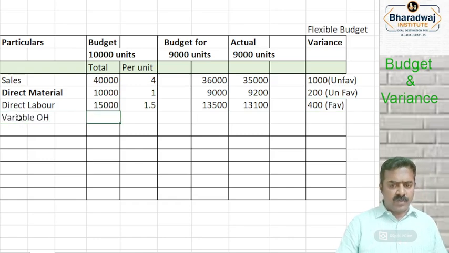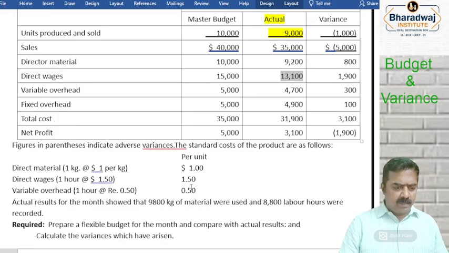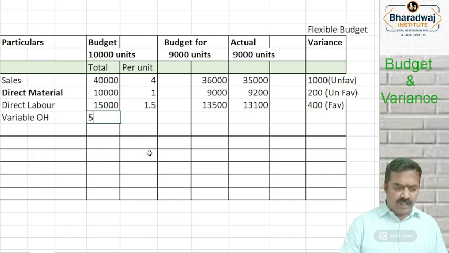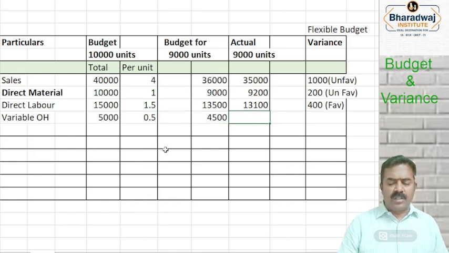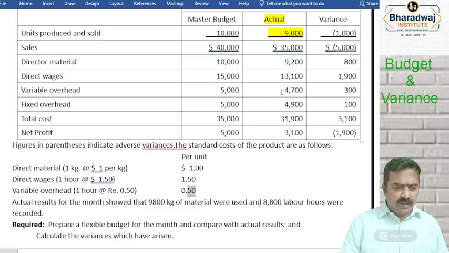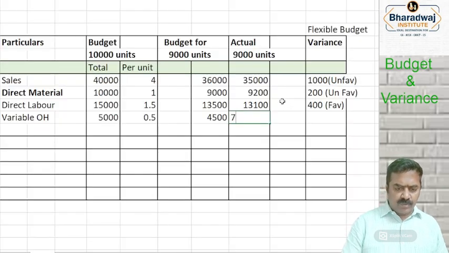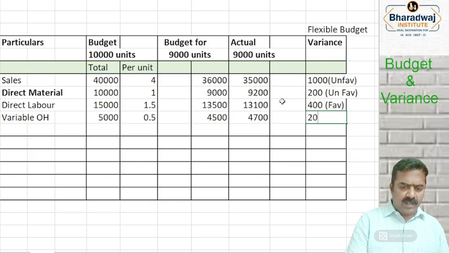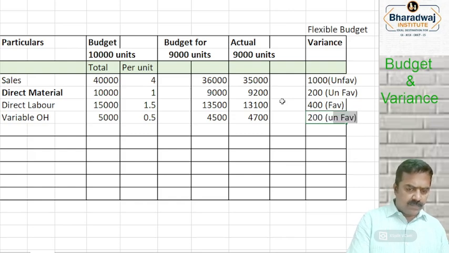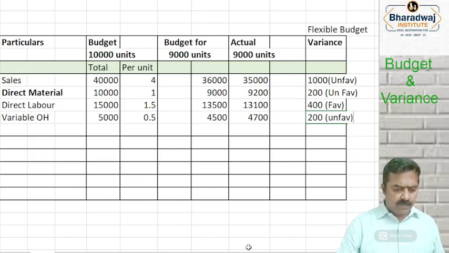Variable overhead variance. It's given 0.5 per unit. That is, what is that? 5,000. 0.5. For 9,000, it will be 4,500. 9,000 into 0.5, 4,500. What is the actual amount spent? 4,700. So 200 unfavorable.